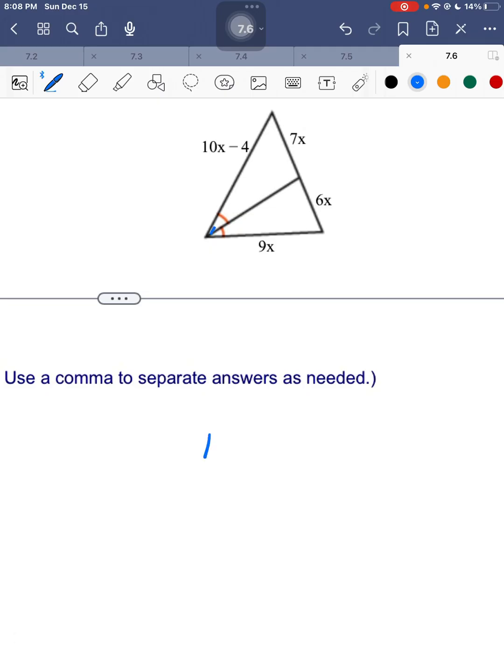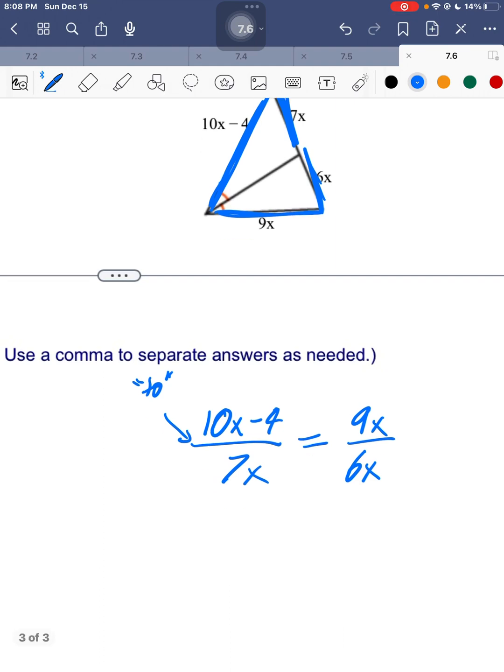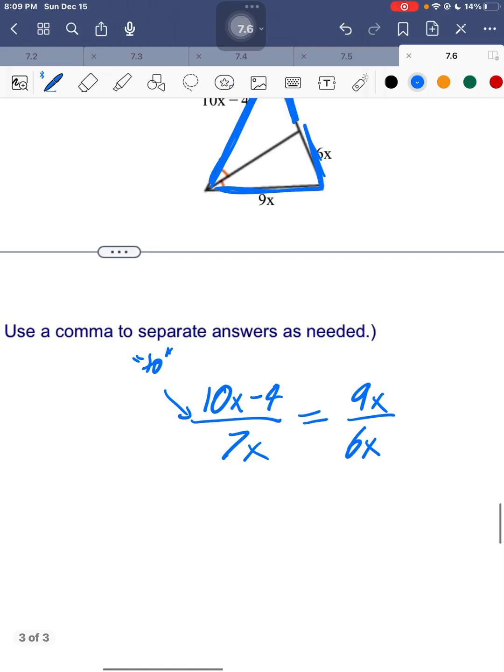Let's solve for x, and in order to solve for x, we need to write a proportion of all these side lengths. So I'm going to do 10x minus 4 to 7x, which is equal to 9x to 6x. So let's set that up. Now let's cross multiply.